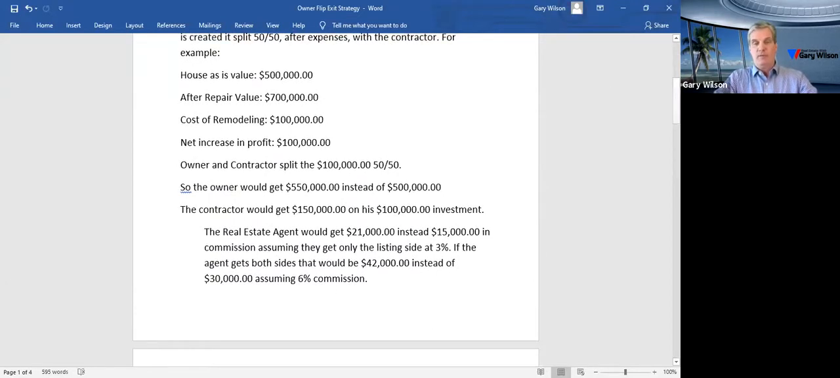Let me add one more thing on the commission. If you're just getting one side, and you sell the house at $700,000, you get the listing side at 3%, that's a $21,000 commission. If you sell it at $500,000, that's $15,000 commission, an increase of $6,000. Let's say you get both sides of the deal. You list it and you bring in the buyer. That potentially goes to $42,000 in gross commission versus $30,000.